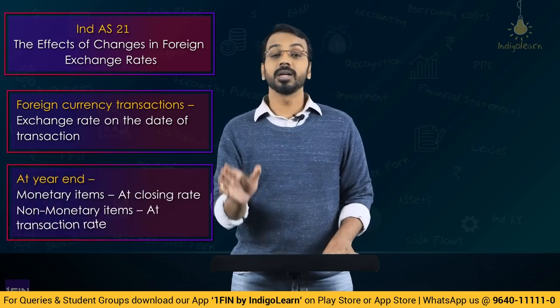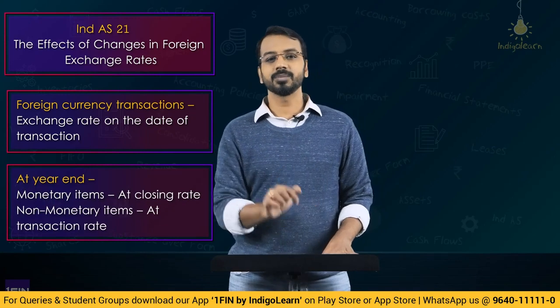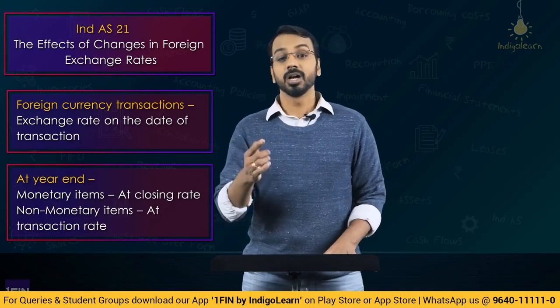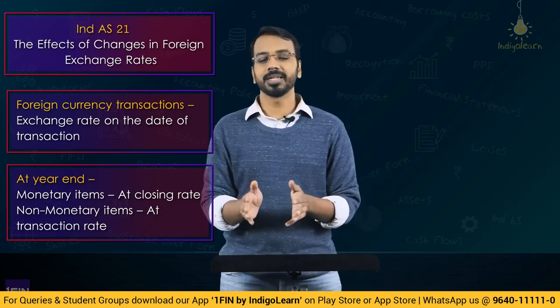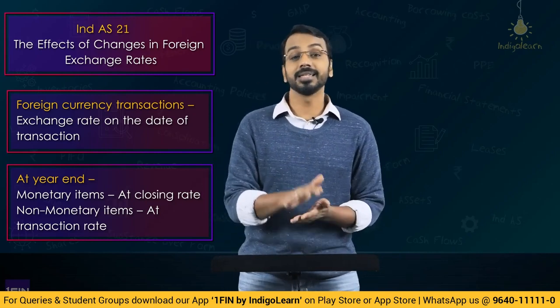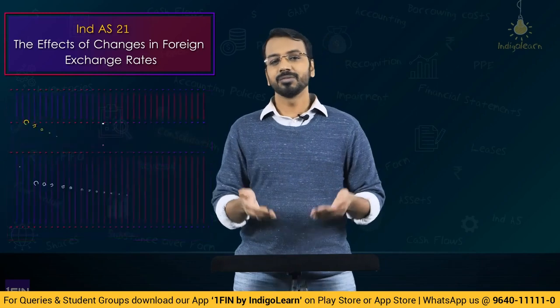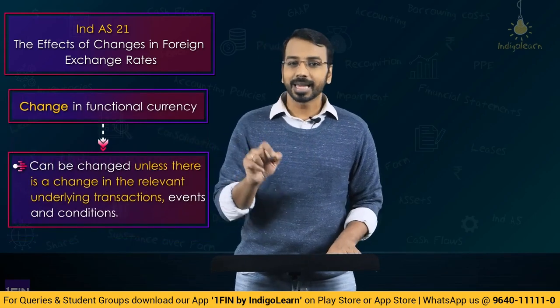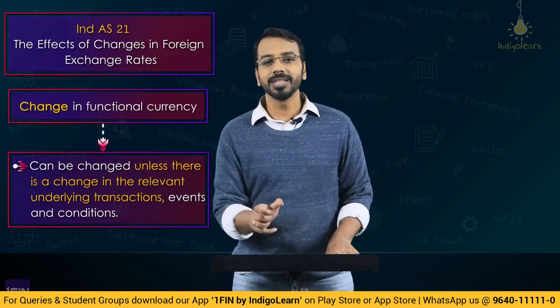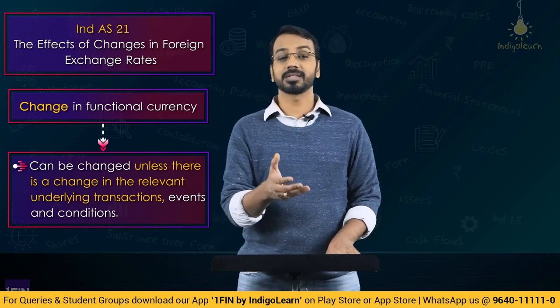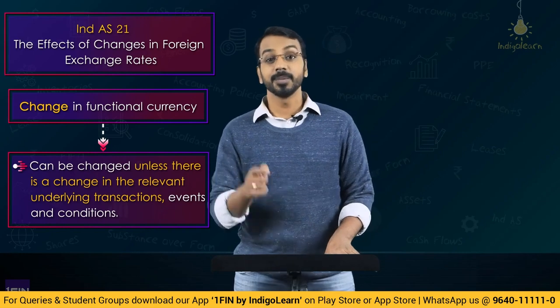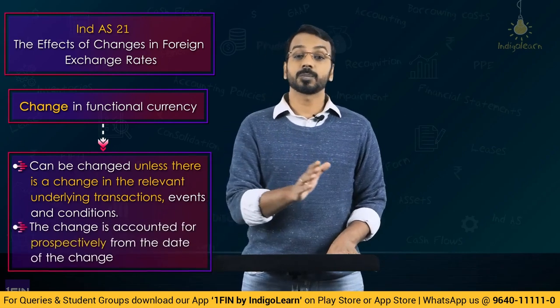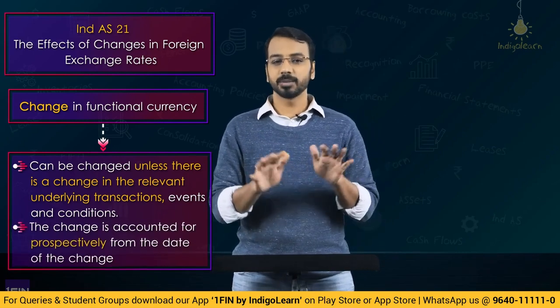At the year end, you will restate the foreign currency items, monetary using the closing rate, non-monetary using the historical rate. So basically, for non-monetary, there is no restatement unless there is a fair valuation done. Then we also understood that functional currency can be changed if there is a change in the underlying conditions, events, etc. And whenever there is a change in the functional currency, you will apply the change prospectively. Okay, so that is about Ind AS 21.